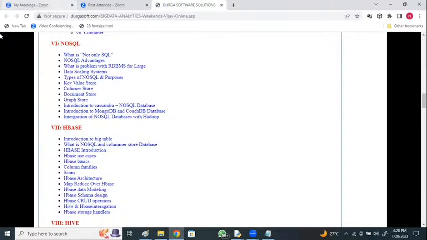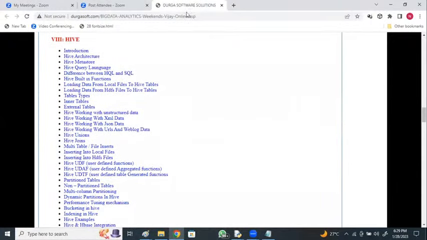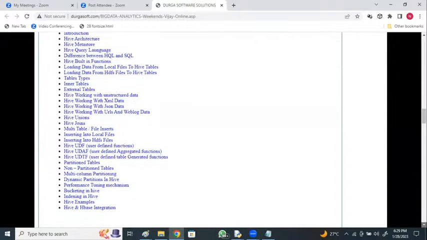But in NoSQL, my first record can have 3 fields, the second 5 fields, the third 10 fields, right? As part of our course, I'll be discussing HBase, one NoSQL database: HBase data modeling, CRUD operations, and HBase integration. Next, the important Hadoop component Hive, used for data warehousing. We use a language called HQL here: loading data, making data structured, creating internal and external tables, working with unstructured XML and JSON data, URL weblog data, unions, joins, UDF, UDAF, UDTFs, non-partitioned and partitioned tables, indexing, bucketing, static and dynamic partitioning.